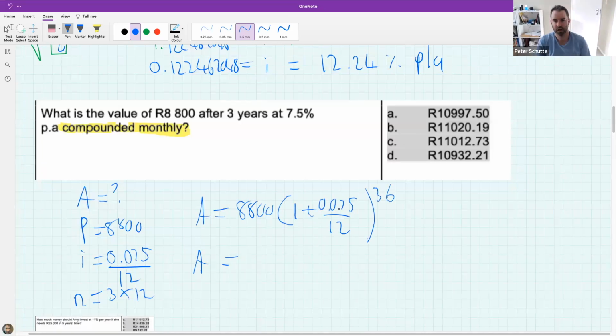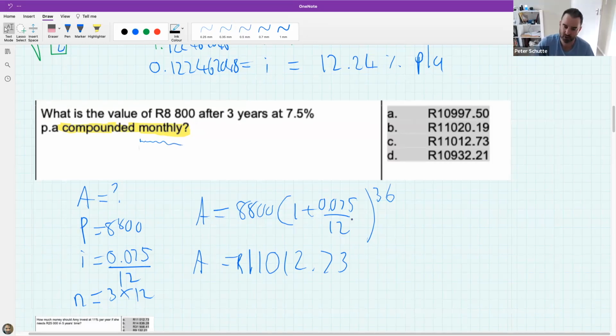Okay, so what I see is that we have to make sure our interest rate, which is per month, matches the units of time, which are also in months. And so if we do that, we seem to be getting 11,012.73, and that is going to be rands. So this is what we call compounding interest over different intervals. We are changing how often we basically add interest to the main bit in the bank.